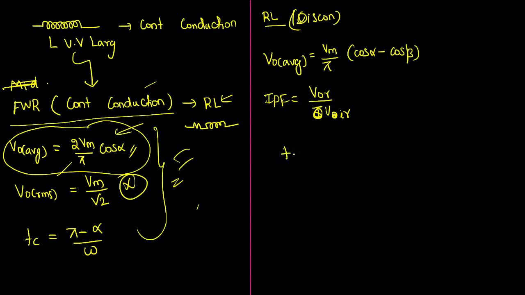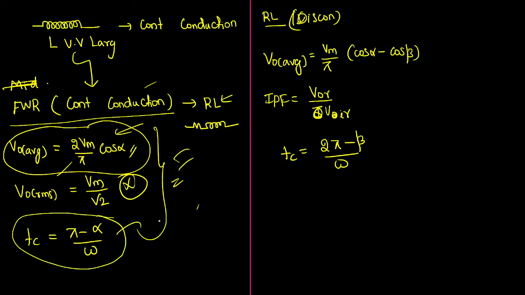Now what is the formula for the circuit turn-off time? Most important formula: 2 pi minus beta by omega. Just observe the difference. For RL load continuous conduction it is pi minus alpha by omega, and for discontinuous conduction it is 2 pi minus beta by omega. There is a difference between these two. It must be observed by you people. Next, the most important load to observe is RLE load. Repeated questions.